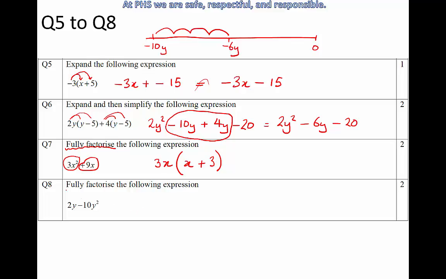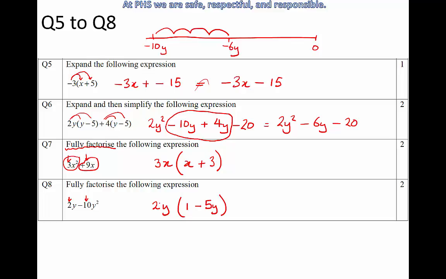Okay, so fully factorizing the following expression again. So common number, so 2 is our common number. 2 goes into 2 and it goes into 10, just like 3 went into 3 and 3 went into 9. So we call that the highest common factor. All right, now let's look at the variables. So what's a common variable here? Well, we've got y. So 2y is our common term. All right, so let's think about what we've got to times that by. So 2y times 1 gives me 2y, and 2y times minus 5y would give me minus 10y squared.